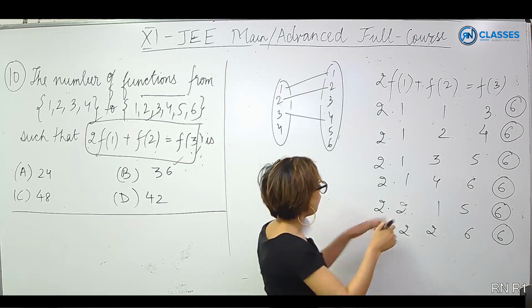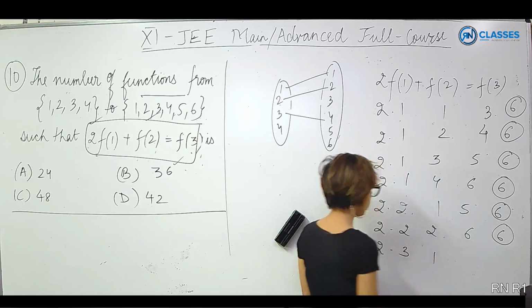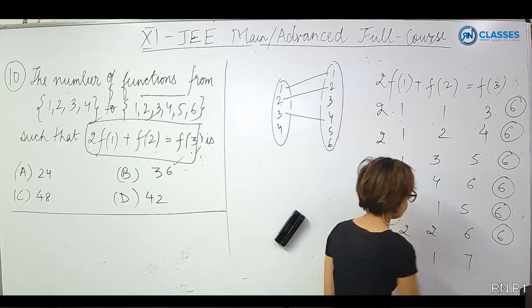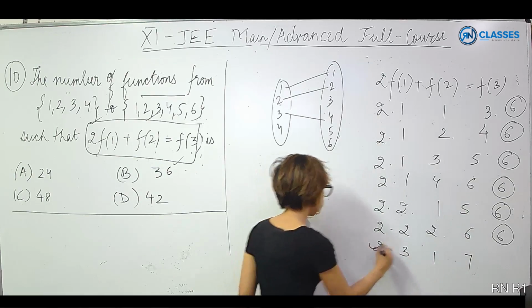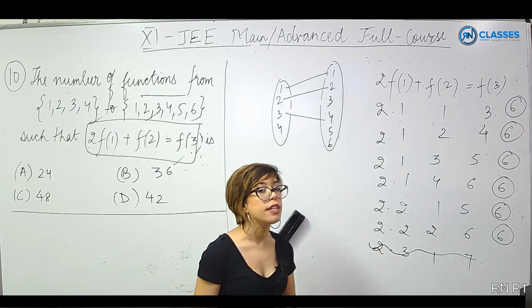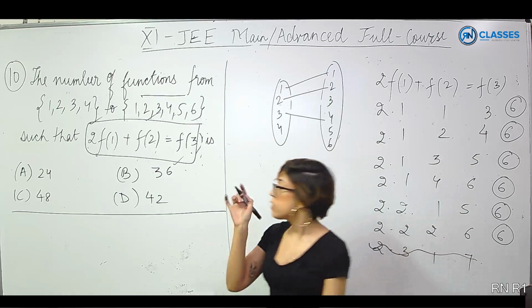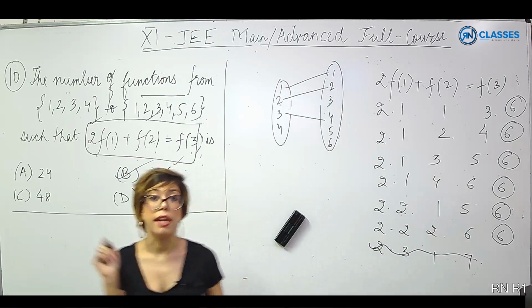Let me put f of 1 equal to 3. The minimum I can put over here is 1. Mind it, 7 cannot be a function. If I move further, 3 will not be associated. That means it will not be a function. So in total, I am getting 36 functions. Option B is the correct one.